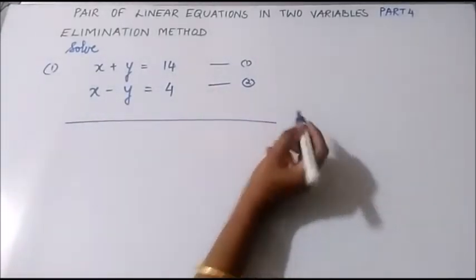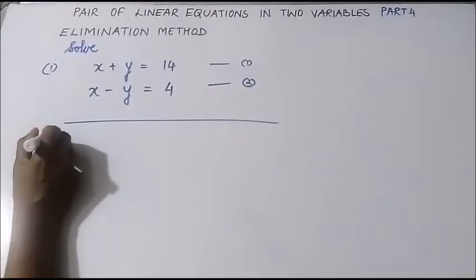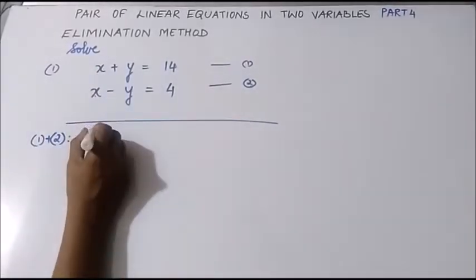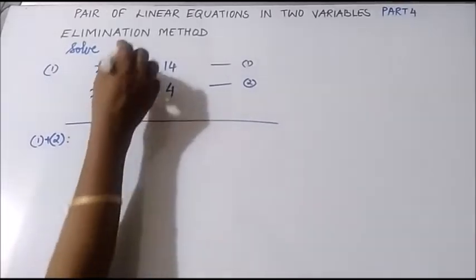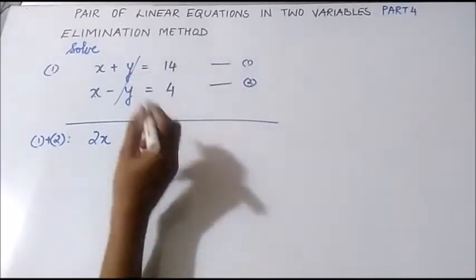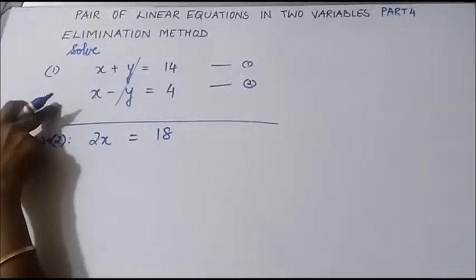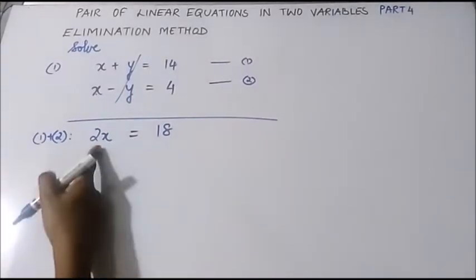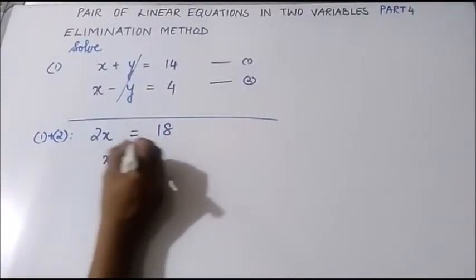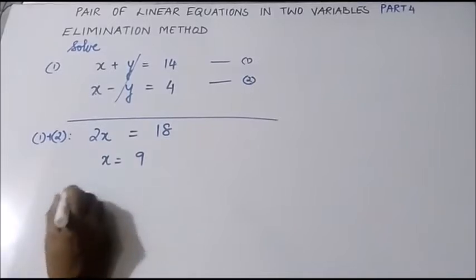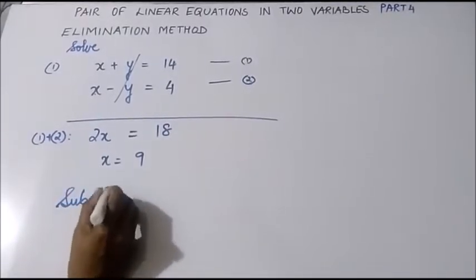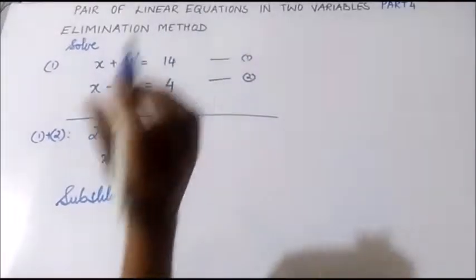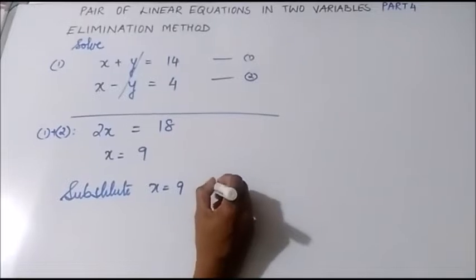If I add both the equations, that is equation 1 plus equation 2, what do I get? x plus x will give us 2x. 14 plus 4 is equal to 18. Now what have we done? We have eliminated one of the variables to get a linear equation in one variable. Now x is equal to 18 by 2, that is equal to 9. Now substitute x equal to 9 in either equation 1 or 2. I will substitute in equation 1.